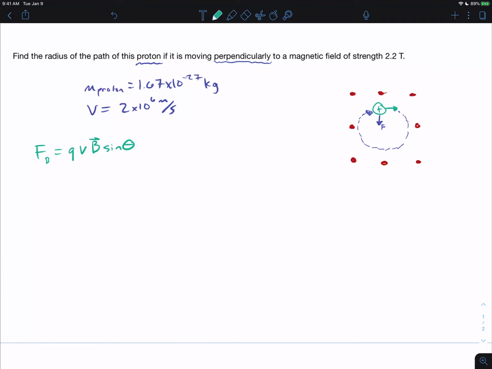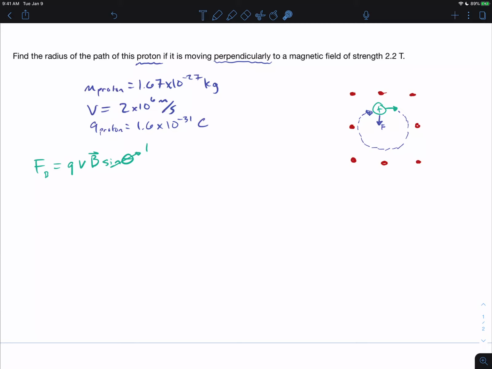So this part right here is just 1. So I end up with just QVB, okay? And here we're going to go ahead and list out also one more piece of information so that we don't forget: the charge of my proton, so Q of my proton, is 1.6 times 10 to the minus 31 coulombs, okay? So we want to have all of our information here that we're going to need.